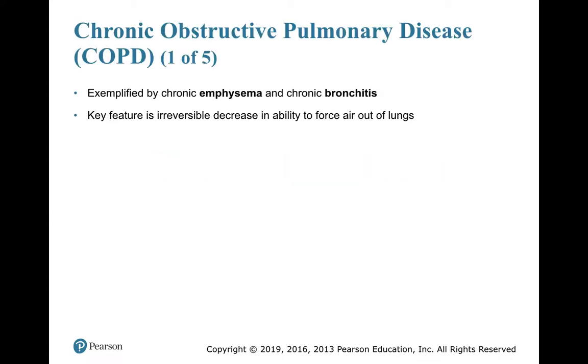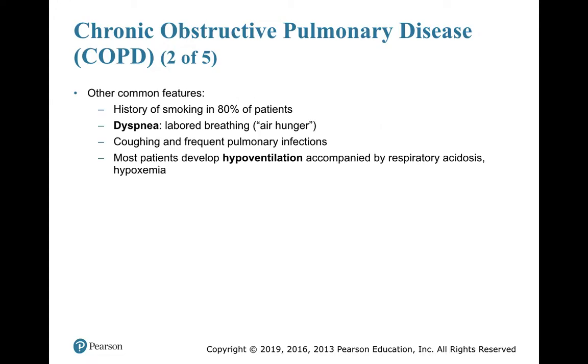So, lung diseases. Chronic obstructive pulmonary disease, COPD, exemplified by emphysema and chronic bronchitis. The feature of this is the irreversible decrease in the ability to force air out of the lungs. Other common features: most people with COPD, at least 80% of patients, have a history of smoking. They suffer from dyspnea or labored breathing. They are air hungry. They cough and have frequent pulmonary infections, and most patients develop hypoventilation accompanied by respiratory acidosis and hypoxemia.